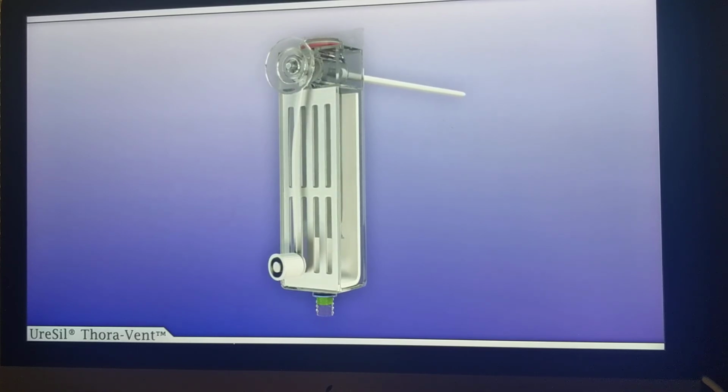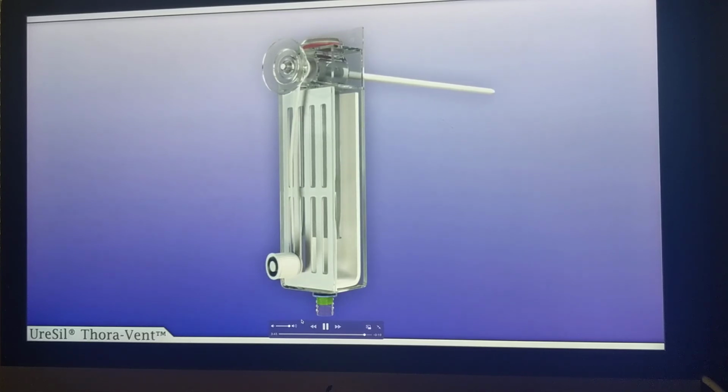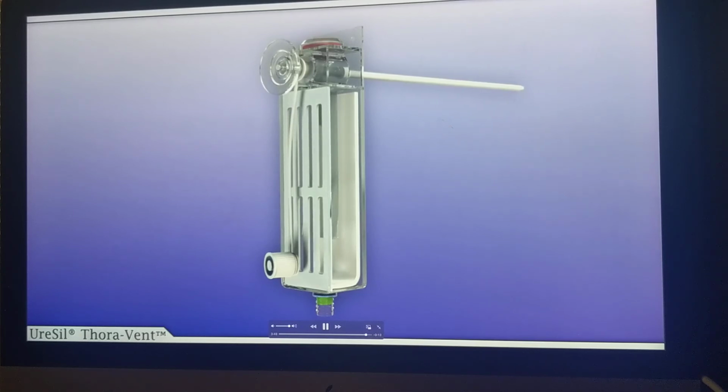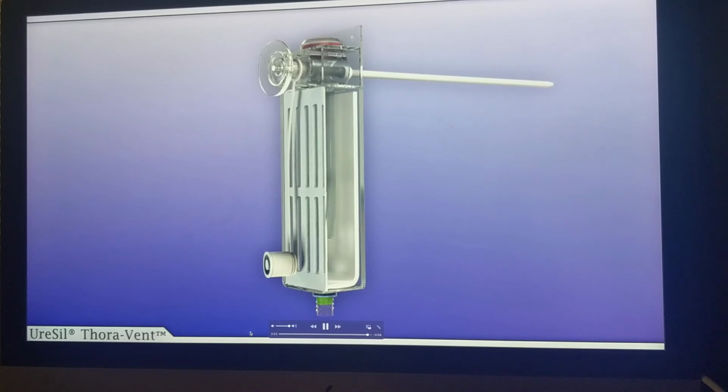This film demonstrates the advantages and superiority of the Uresil Thora-vent. The device can be quickly and safely introduced under all conditions and settings, and is a reliable technique for managing simple pneumothorax.